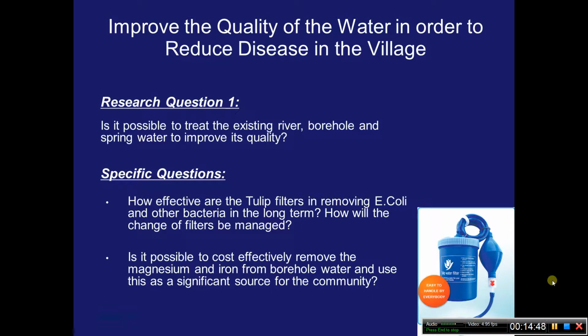So we didn't just come and say, here's a solution, here you go, these water filters can solve the problem. In transdisciplinary research, we need to know, in this specific context, what works, what doesn't work. So it's turned into a research question. How effective are these tulip filters in removing E. coli and other bacteria in the long term? And how will the change in filters be managed? So that question relates to, how can we maintain the use of the filters in this area? Are they appropriate to this area? And what happens when you need to change them?